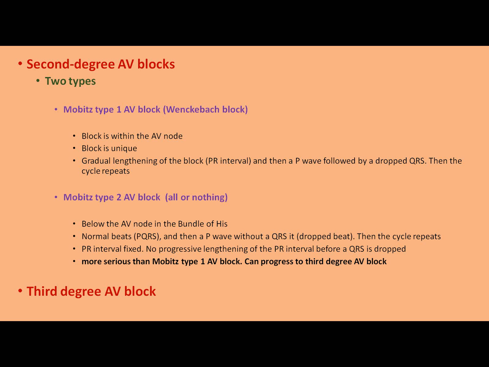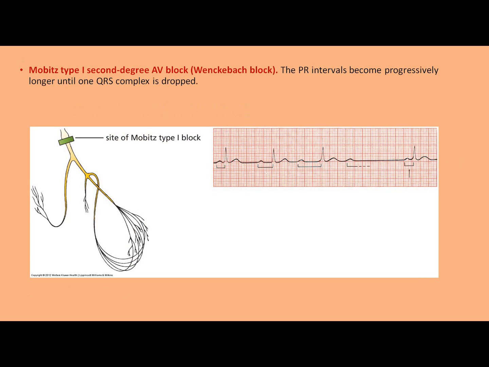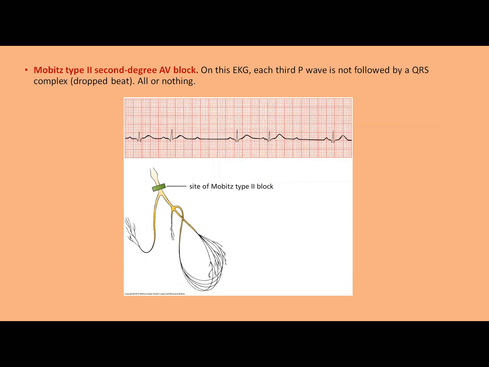Like I said, I know this is really complicated, but just remember that they are possible: first degree, second degree. In Mobitz type 1, here's the PR interval, here's the PR interval a little bit longer, and now it has dropped. Then the cycle starts all over again. So that's where the block is. It's not bad. Type 2, look at what happens. Here's a P, here's a P, and here's a P, and there's no QRS.